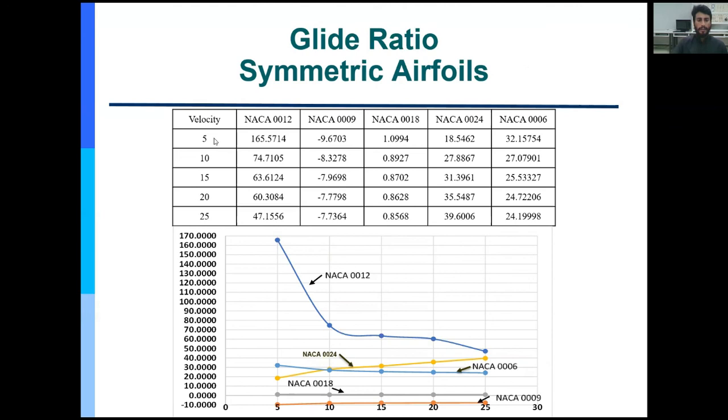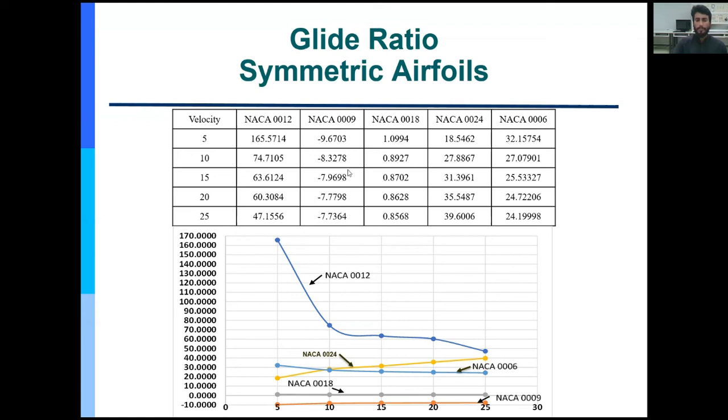Here we can observe that at a wind velocity of 5 meters per second, NACA 0012 has a glide ratio of 165.57414, for NACA 0009 the glide ratio is minus 9.6703, for NACA 0018 the glide ratio is 1.0994, for NACA 0024 the glide ratio is 18.5462, and for NACA 0006 the glide ratio is 32.15.